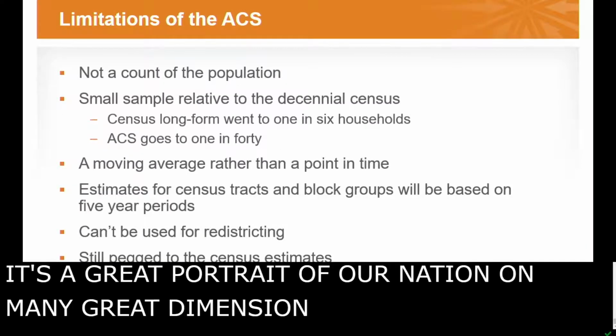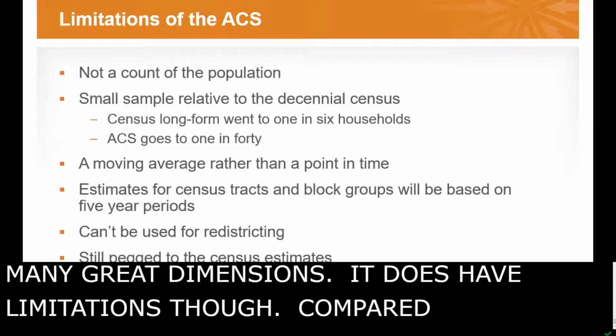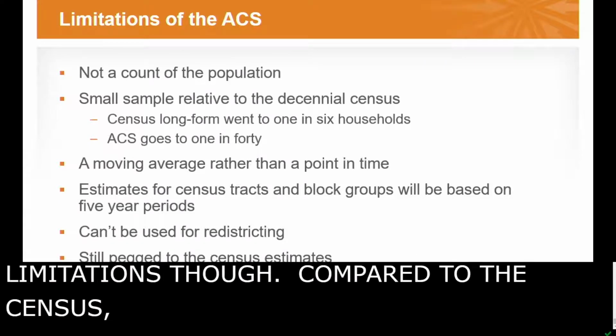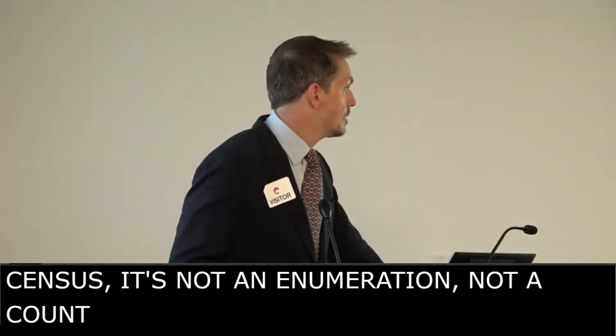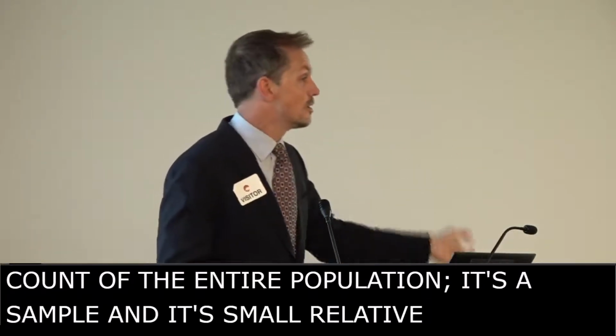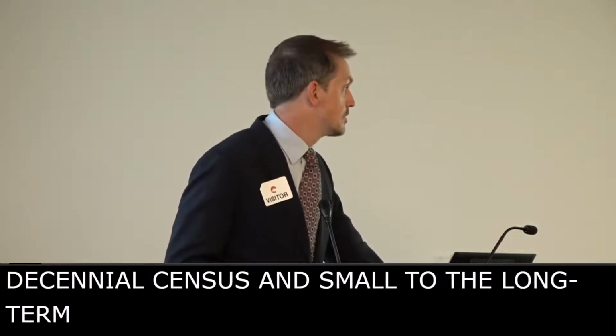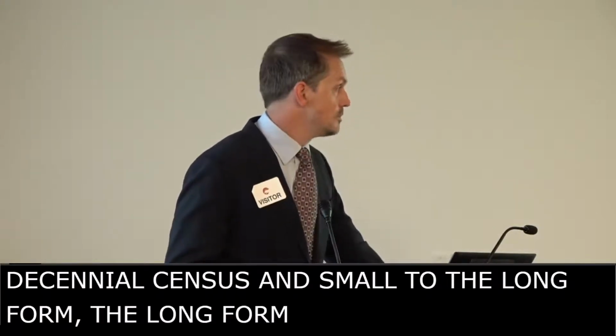It does have limitations, though. Compared to the census, it's not an enumeration. It's not a count of the entire population. It's a sample. And it's small relative to the decennial census, and also small relative to the long form that the census used to use. So the long form went to 1 in 6 households. The ACS goes to 1 in 40.